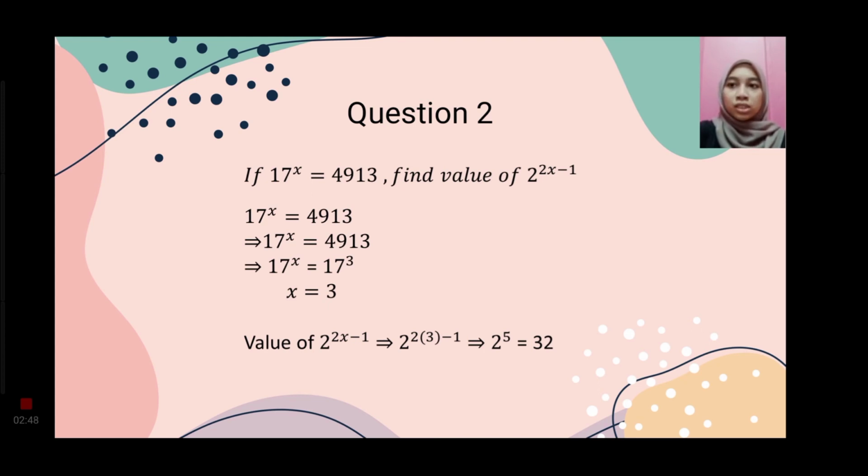But we have not answered the question yet, because this question asks us the value of 2 to the power of 2x minus 1. So we need to substitute the x value into the x in this question. From the previous answer, we get x equals 3. So we just substitute the 3 into the x here, and then we will get 2 to the power of 5. We know that 2 to the power of 5 is equal to 32.